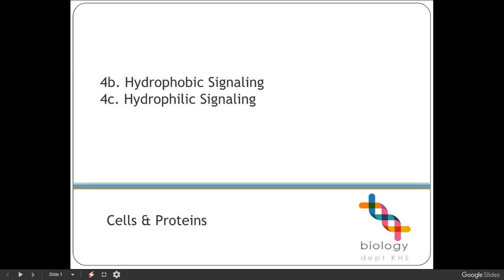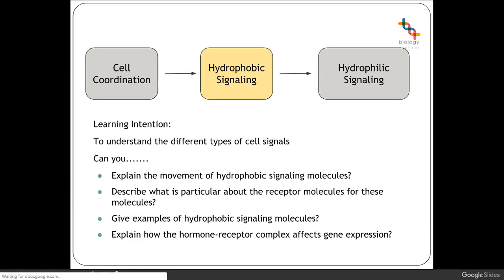Hello and welcome to another lesson for Advanced Higher Biology. This one is in two main parts and is looking at hydrophobic and hydrophilic signalling. So what you need to be able to do is understand the different types of cell signalling. We're going to start looking at hydrophobic signalling before moving on to hydrophilic signalling.